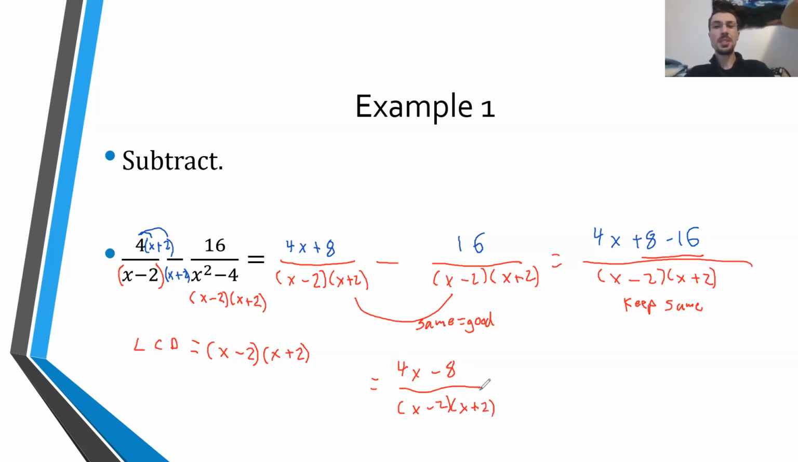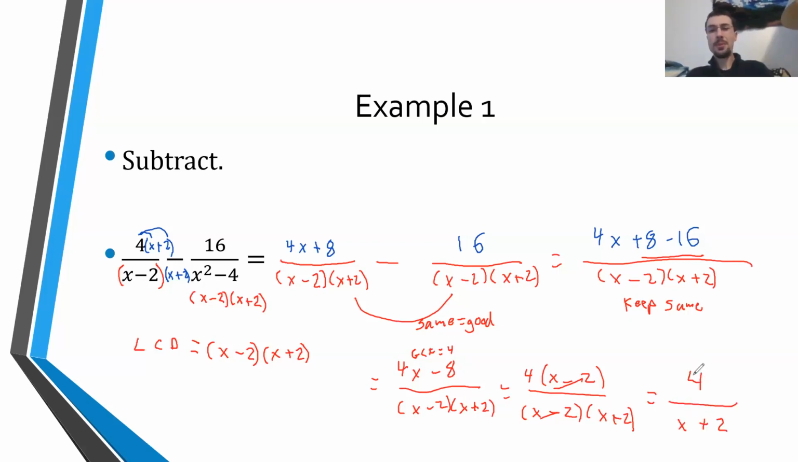But don't stop yet, because we can still do something with the top. On top, we can factor out a GCF. The greatest common factor on top is a 4, so when we factor out a 4, we're left with x minus 2. And oh look, what happens? You can cancel the x minus 2's, which gives you a final answer of 4 over x plus 2. Be careful, don't divide 4 and 2, because 2 is a term, not a factor.